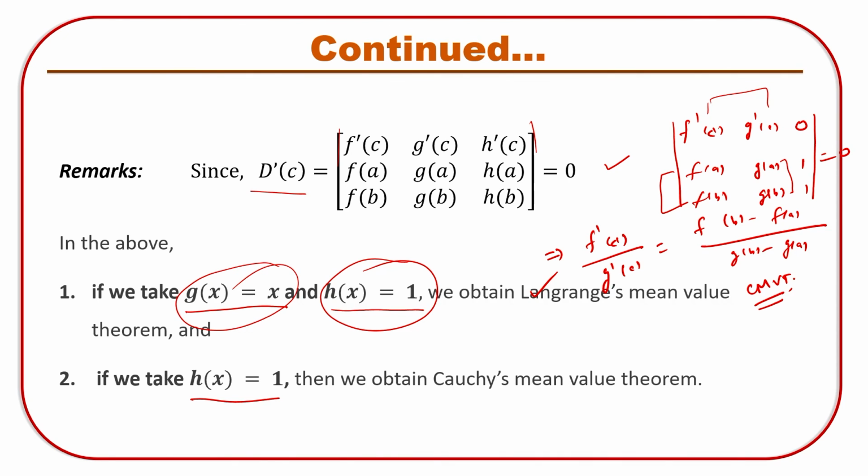In this case, putting g(x) equal to x and h(x) equal to 1 leads to the basic Lagrange mean value theorem, which is only valid for a single function f(x). If you put only h(x) equal to 1, this will lead to the Cauchy mean value theorem. That means the generalized mean value theorem can be converted into the Cauchy mean value theorem and the Lagrange mean value theorem by putting a suitable choice of g(x) and h(x). Similarly, the generalized mean value theorem is an extension of the Cauchy mean value theorem. It is not a new thing, but just an extension of the Cauchy mean value theorem.